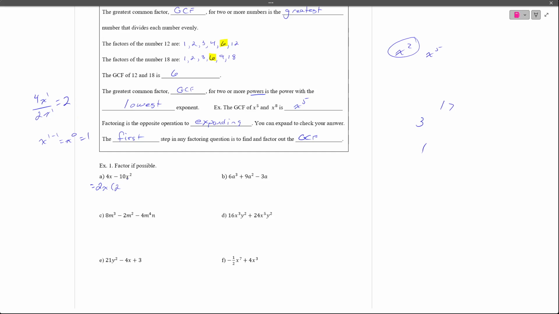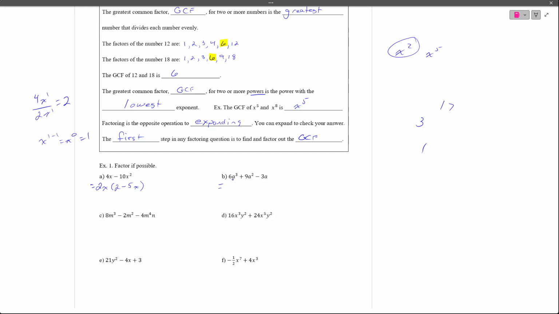Okay, now we have 10x squared. We're going to divide out our 2x. 10 divided by 2, that's 5. X squared divided by x, we subtract the exponents. So 2 minus 1, that's just 1. So we still have an x here. That's the whole thing. Figure out what is your greatest common factor and divide each term by that greatest common factor. Let's go to the next one.